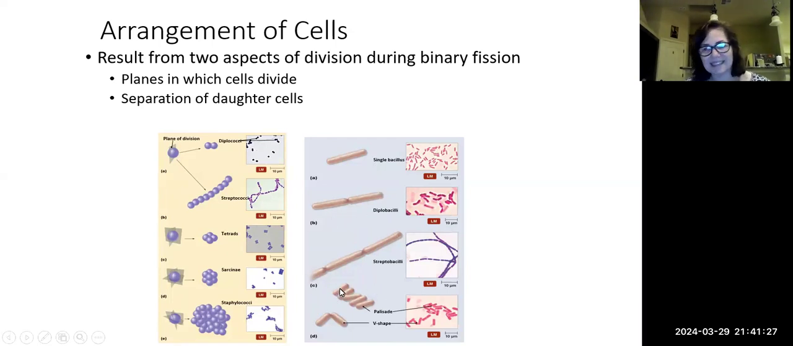Oh, palisades, I've never mentioned these to you before. So the cells just stick together, and it could be just a couple of them stick together in this V shape. There's some matching and identifying things in the homework this week. You'll figure it out.